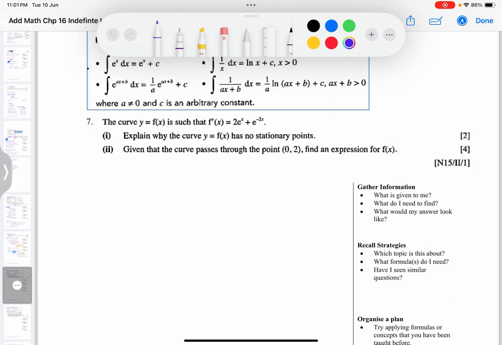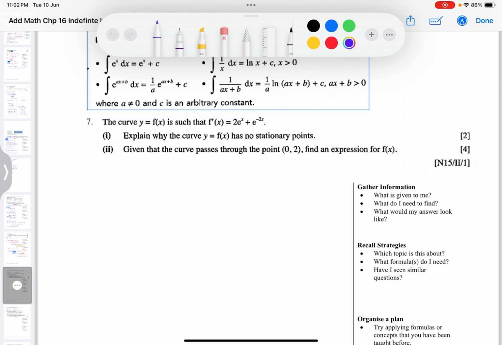Okay, we'll now do question 7. You're given that the curve y equals f(x) is such that f'(x) is 2e^x + e^(-2x). The first question asks you to explain why the curve has no stationary points.